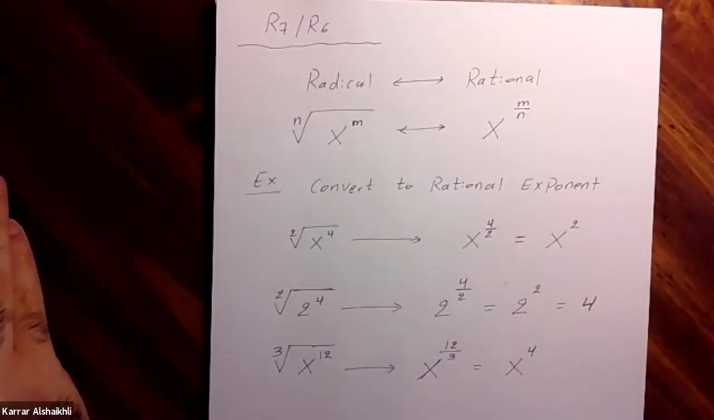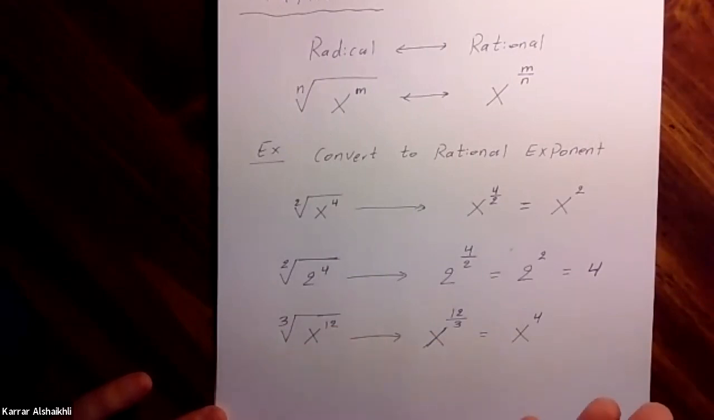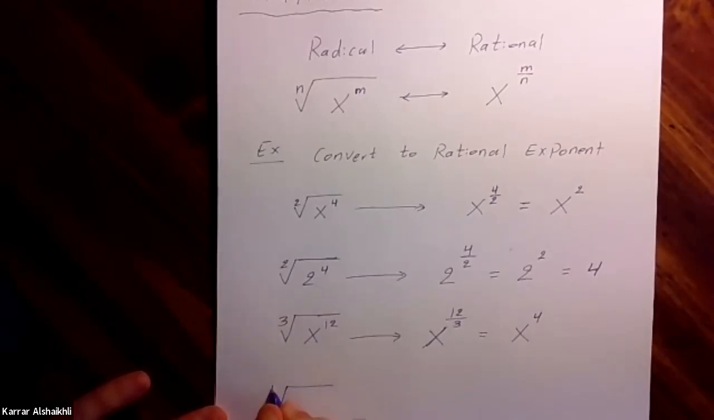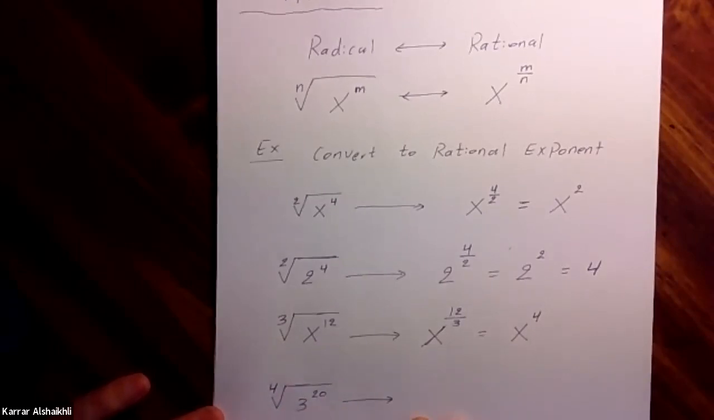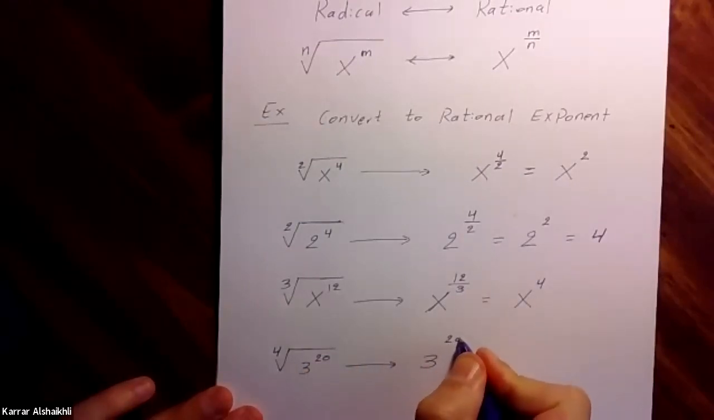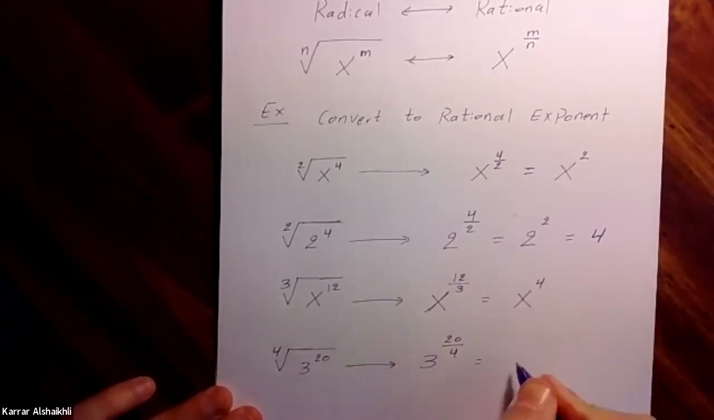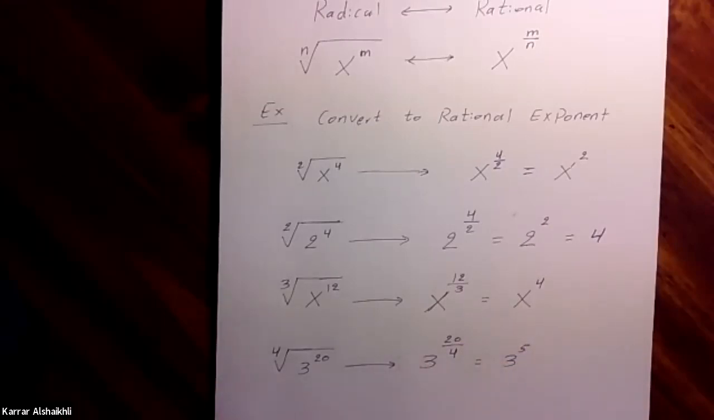Here's another example. We use exactly the same rule every time. The fourth root of 3 to the power 20. Convert this one to rational exponent. So here is the 3, 20 on the top, 4 on the bottom. So it's going to be 3, and 20 divided by 4 is 5. 3 to the power 5.